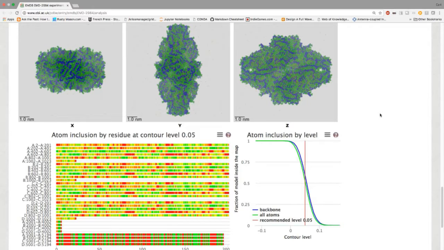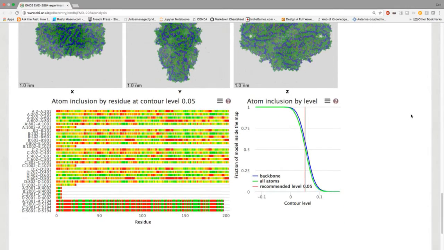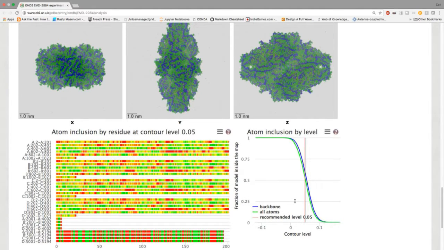And then there's an atom inclusion at the recommended contour level. So you get a little plot of whether atoms or residues are included within the map. And I think, yeah. So head back.